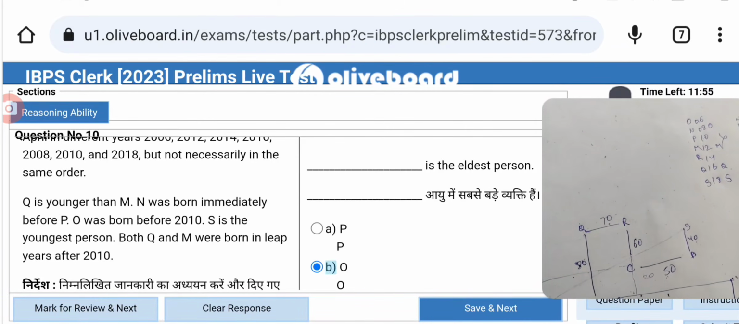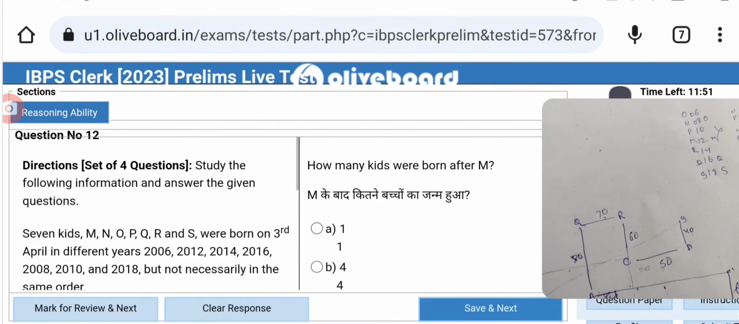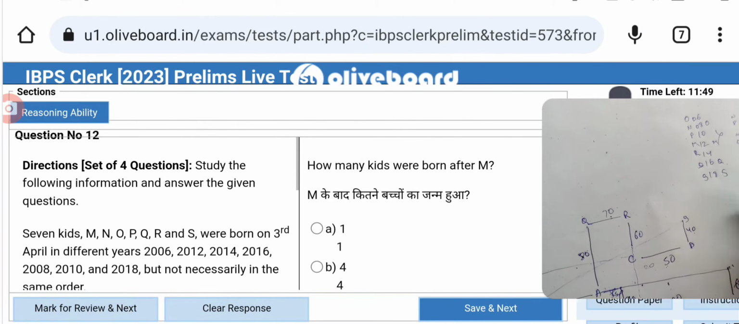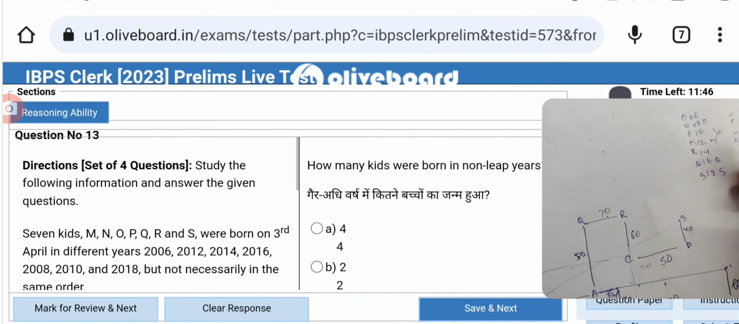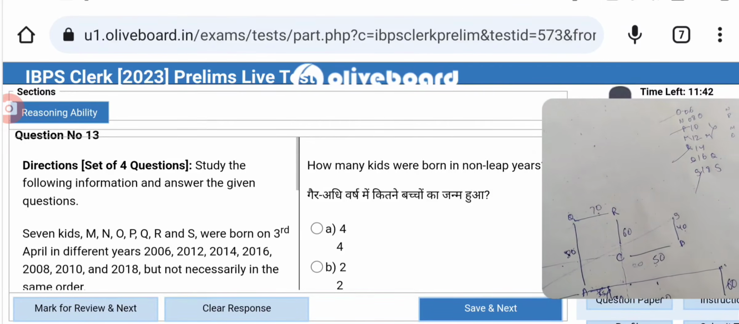Eldest is O. Immediately after R, Q. How many persons are born after M? 3. Non-leap years: 1, 2, 3, 4.